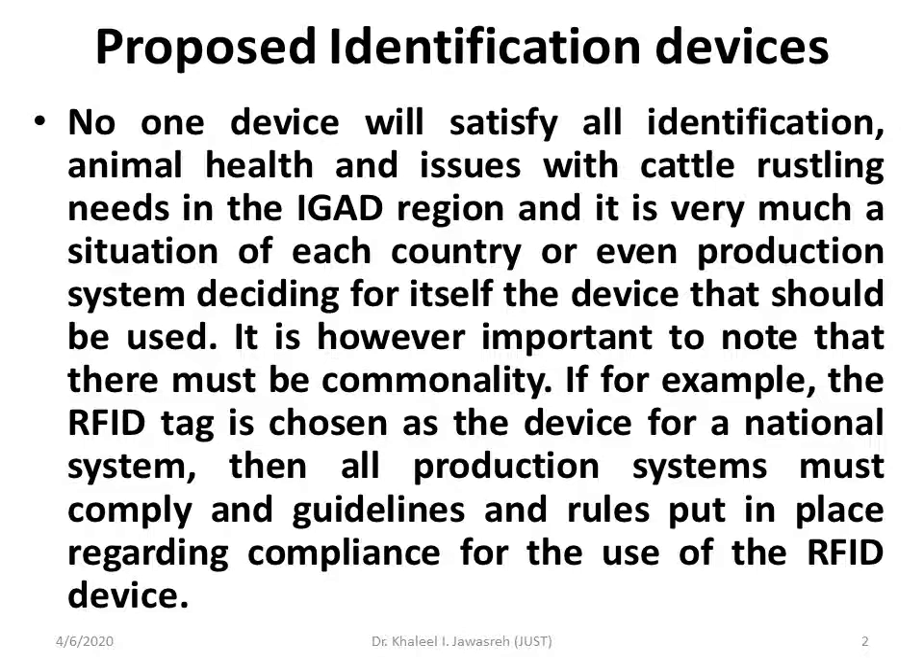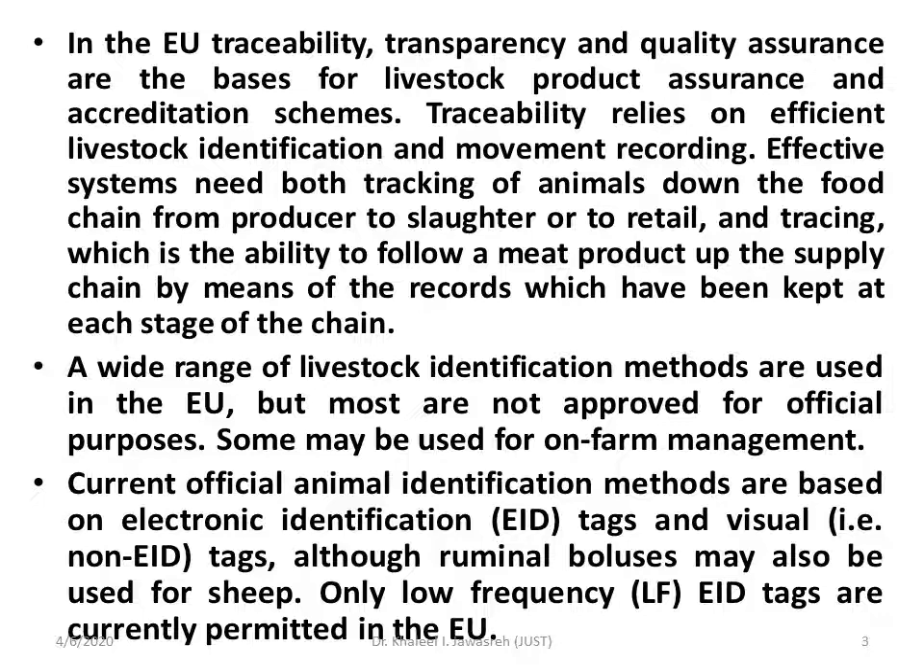So you do need to decide which device to be used in a certain production system. But if you took your decision, you do need to commonly use it for all production systems, and this device should be suitable for all those production systems. For example, in the EU, in Europe, traceability, transparency, and quality assurance are the base for livestock production assurance and accreditation schemes. This is the main thing.